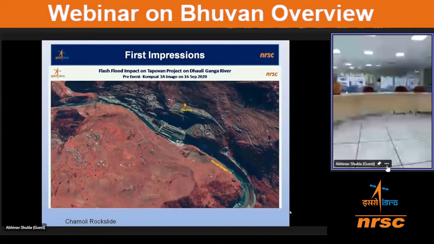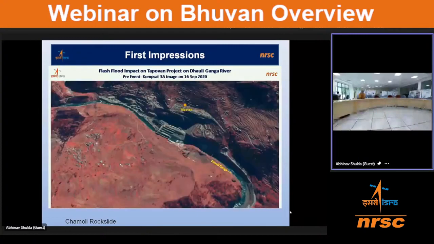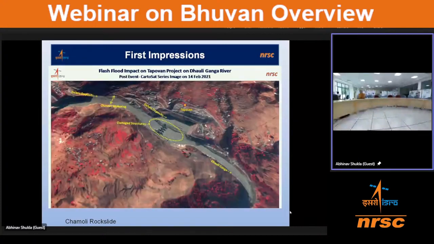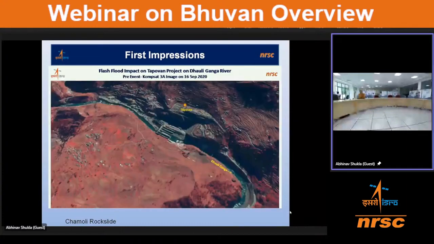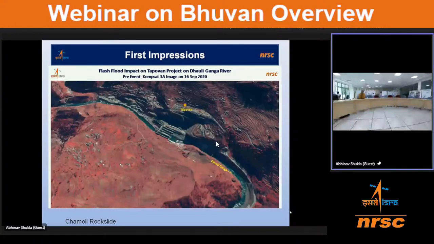If you look at this image, this basically tells you the pre and the post image of flash floods in Tapovan that happened last year in February 2021. Unfortunately, many people died. And these kind of areas, if you see, are highly inaccessible, and reaching of information becomes a very trivial task, a very difficult task actually.